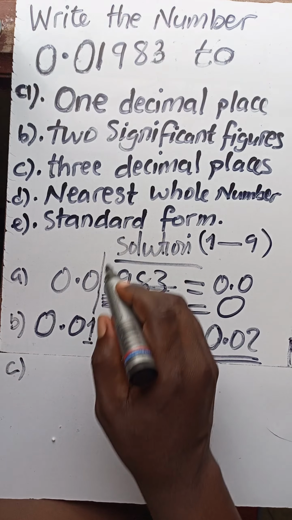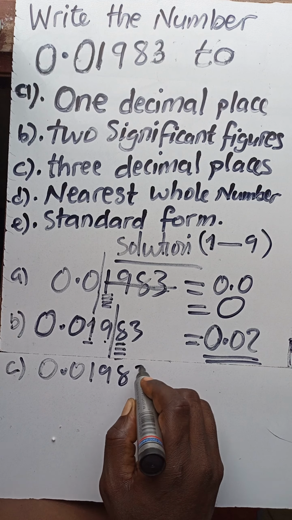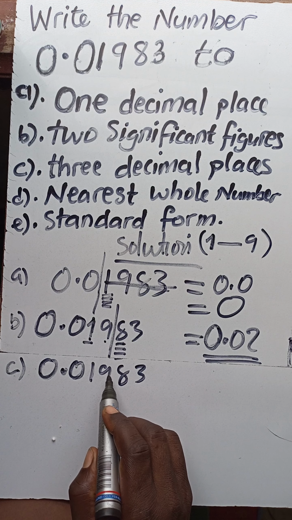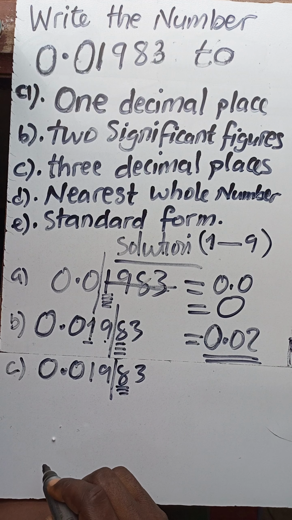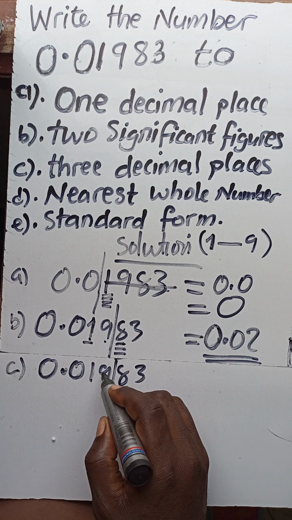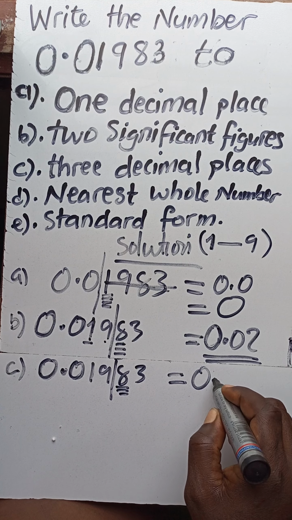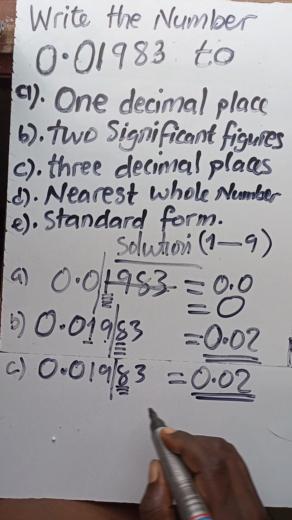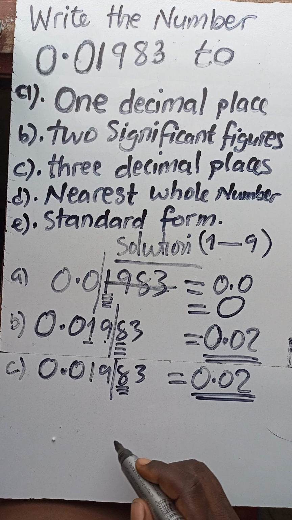The same number approximated to three decimal places. This is the first decimal place, second decimal place, third decimal place. We draw a vertical stroke and consider the digit immediately after that vertical stroke. It is above 5. So we round it up to 1 and put here. It becomes 10. Round it up to 1 and put here. And so that answer becomes 0.02. So you see that number to three decimal places is the same as that number approximated to two significant figures.